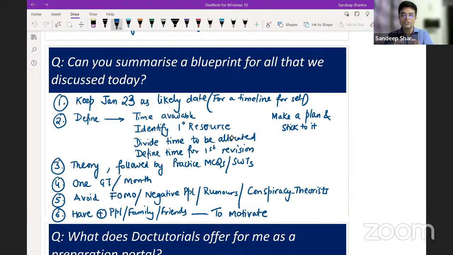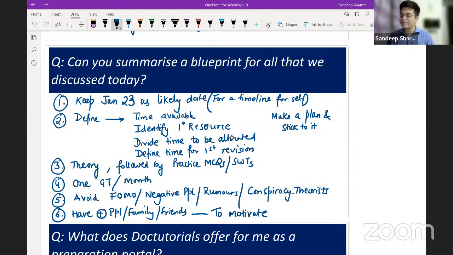If you know DiGeorge syndrome, if you know Down syndrome inside out, whatever the level of question, whether it is NEET PG or NExT, you will get your answer correct. Remember, the answer will be written there. Nobody is going to ask you to do karyotyping of a child. It will be given there, you have to just identify and mark it. And have positive people, positive family, positive friends around you to motivate yourself. Stay motivated, stay focused.